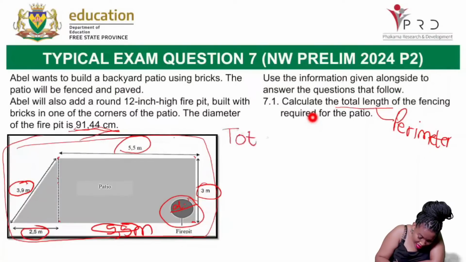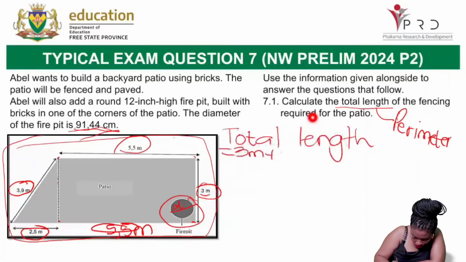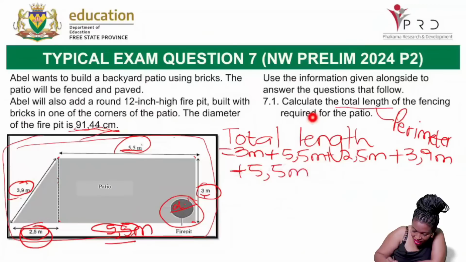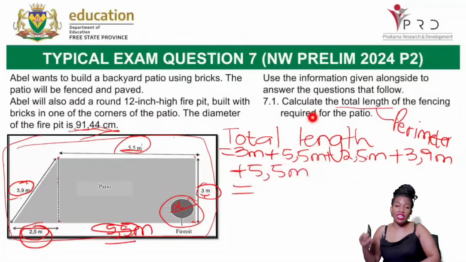Then we'll say the total length will be equals to, you start here, 3 meters plus 5.5 meters plus 2.5 meters plus 3.9 meters plus 5.5 meters. Did I start with, I started with this 3, then it was the 5.5, then 2.5, 3.9, and the last 5.5.